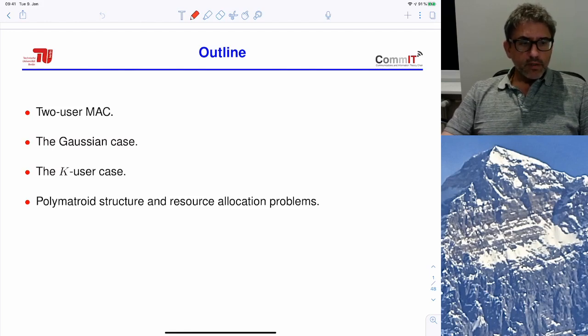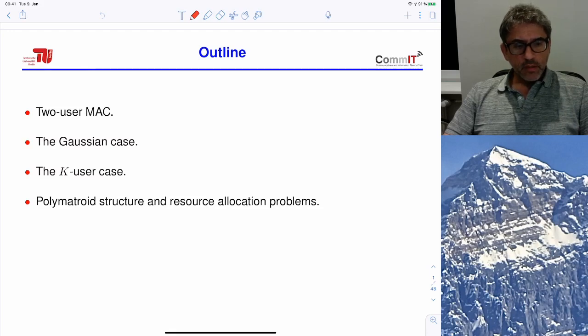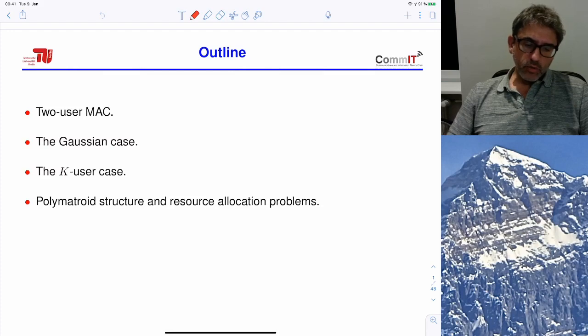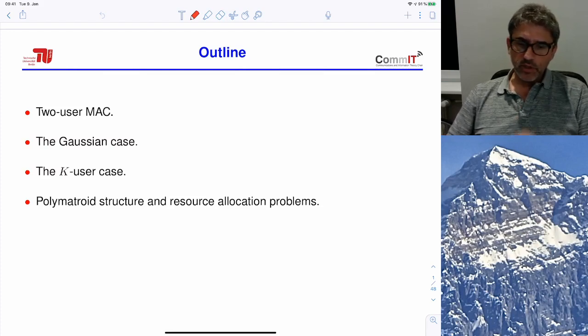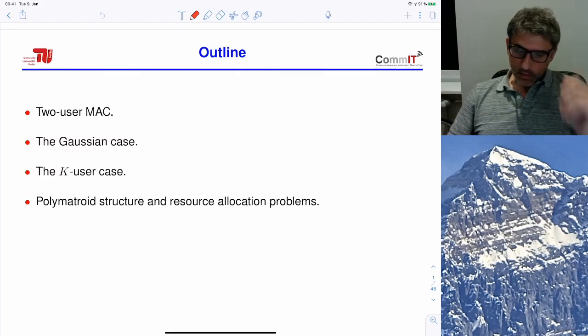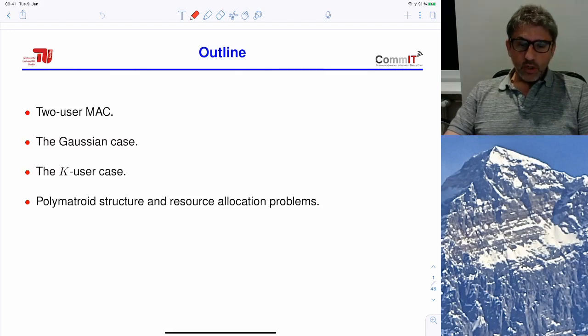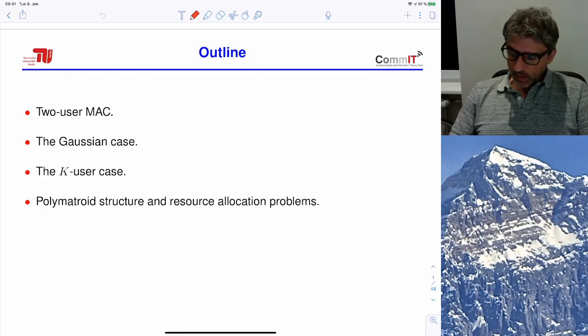We will treat the Gaussian case. We extend the results to the case of K users, the generic case. And then we are going to look at the structure of the capacity region of this channel and some resource allocation problems that can be cast as convex optimization problems and therefore can be solved efficiently using a particular structure that is called the polymatroid structure.